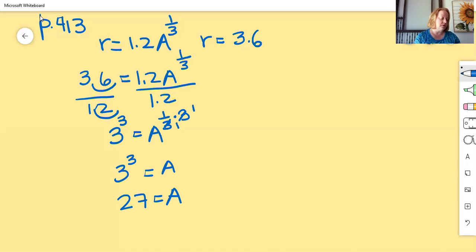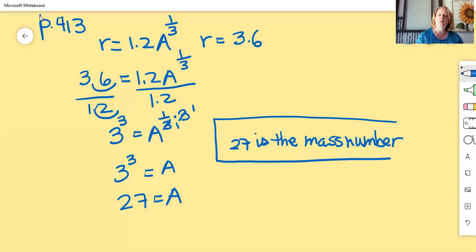Now we just have to interpret it. It's the mass of the atom. So 27 is the mass number of the atom. And that's it.